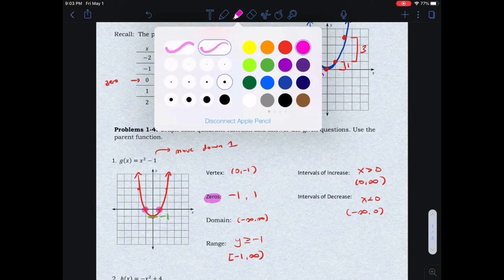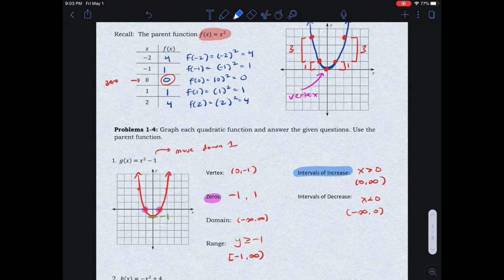And just so we're clear, let me color this so you can see that, okay? So when I talk about intervals of increasing, I'm looking at this portion of the graph right here. And when I'm looking at intervals of decreasing, I'm looking at this part of the graph, right? Because again, you're always looking at it from left to right. So hopefully you get an idea of how to do that.